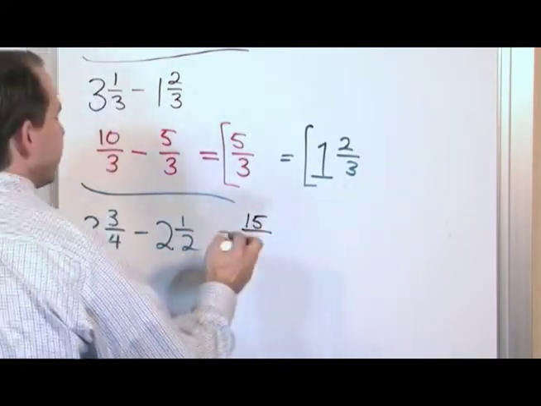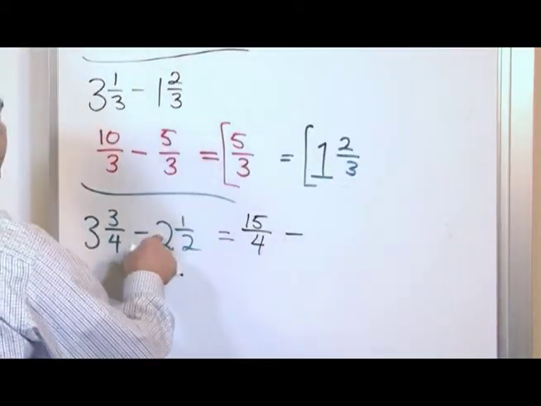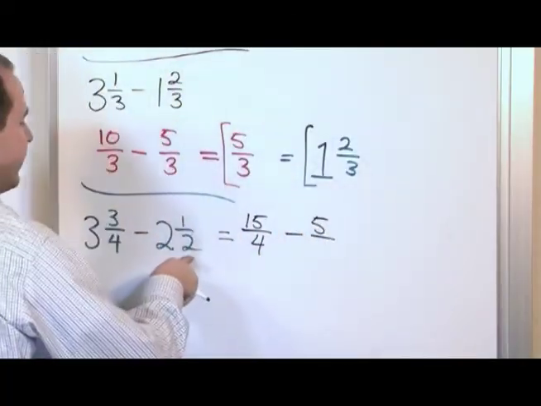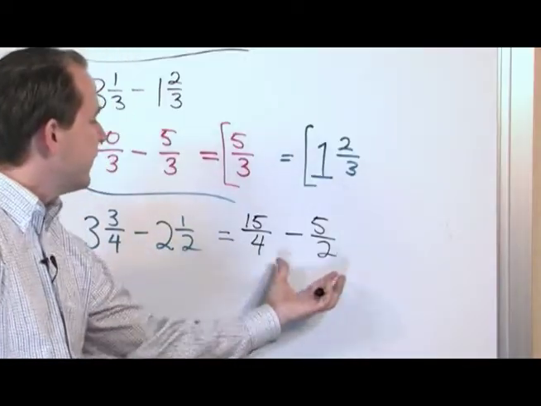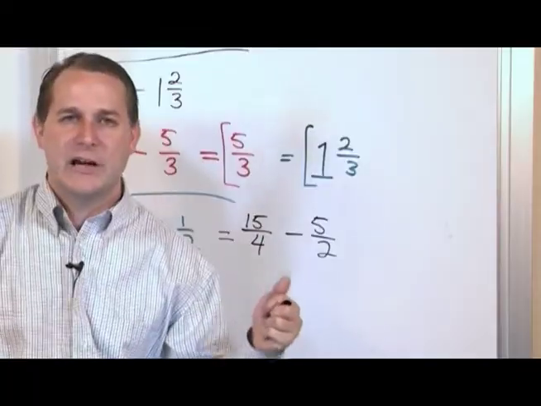Always write it over the original denominator of 4. So 15/4 minus 2 times 2 is 4, plus 1 is 5. Always write it over the original denominator of 2. So here we've converted them, we want to do the subtraction, but we don't have a common denominator. We always have to have the common denominator.